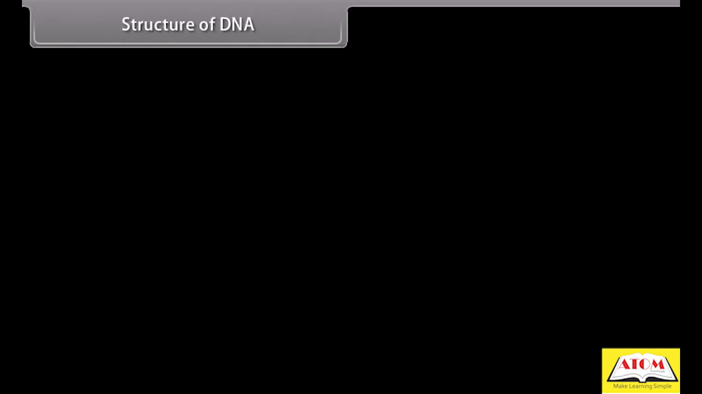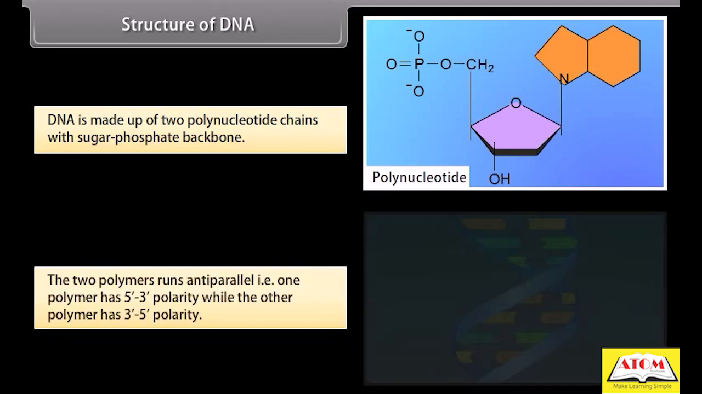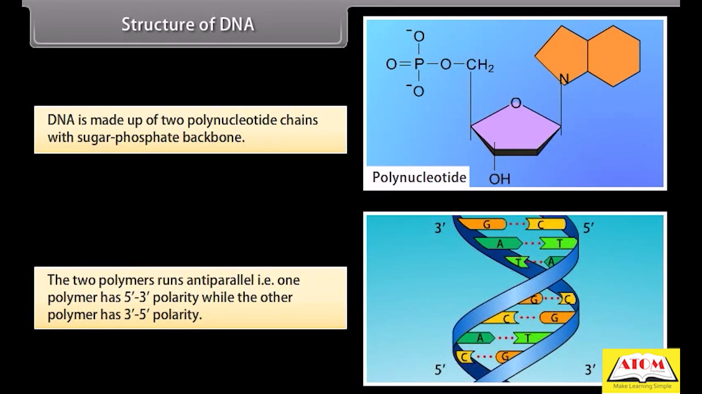Structure of DNA. DNA is made up of 2 polynucleotide chains with a sugar phosphate backbone. The 2 polymers run antiparallel, that is, one polymer has 5' to 3' polarity, while the other polymer has 3' to 5' polarity.